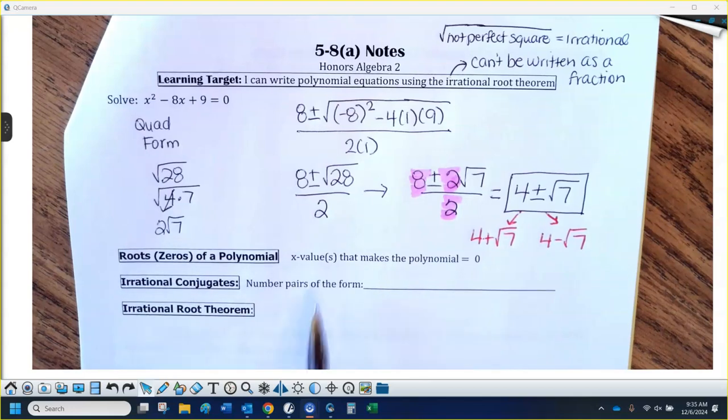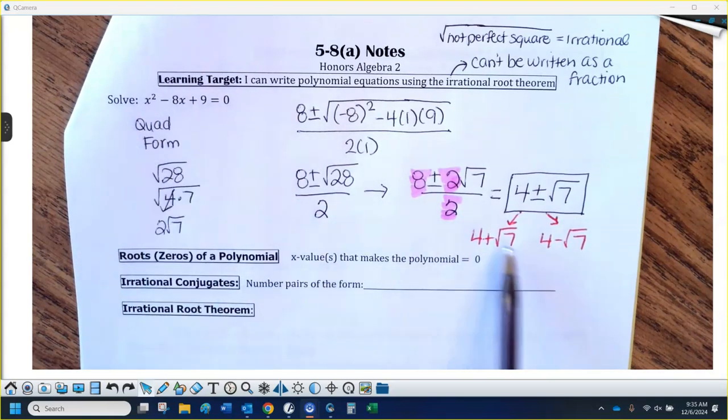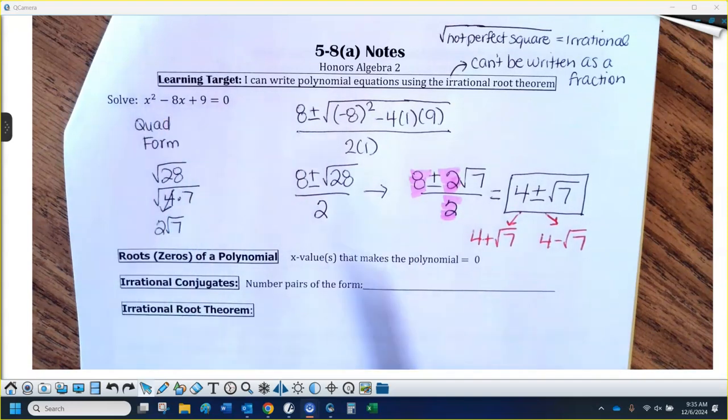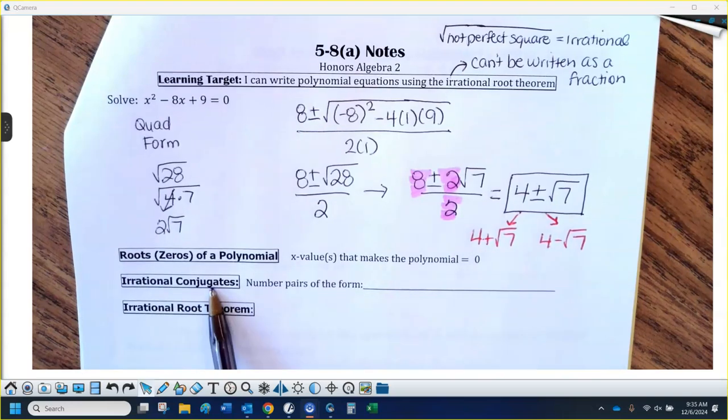But just in general, a root or a 0 of a polynomial, if you were to plug this in for x, which would take maybe a second to do on the calculator because I'd have to plug in 4 plus the square root of 7, it would make the polynomial equal to 0. If you have number pairs of this format, they're called irrational conjugates.